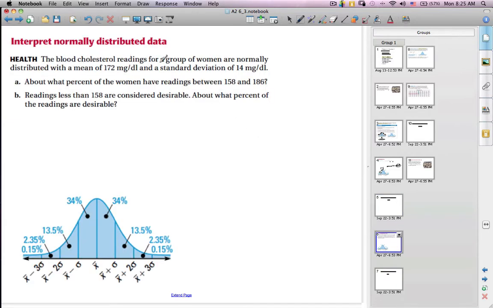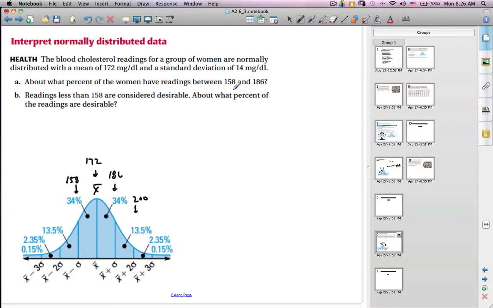So here's another problem. Blood cholesterol readings for a group of women are normally distributed with a mean of 172. So that means here's my mean, and it's 172 milligrams per deciliter. And a standard deviation of 14 milligrams per deciliter. So if I add 14, I would get to this point. So that would be 186. If I add another 14, that would be 200. So now what I'm doing is I'm labeling this chart. If I subtract 1 standard deviation, that would be 158.